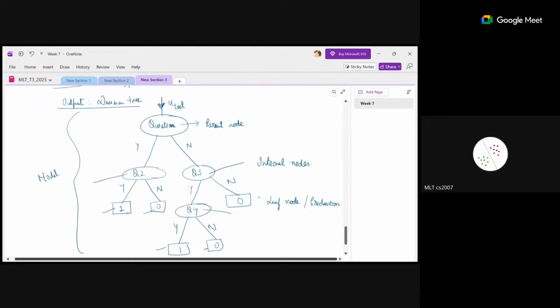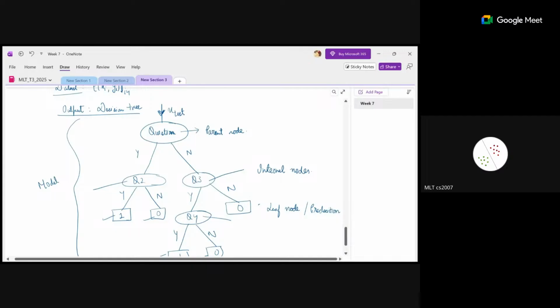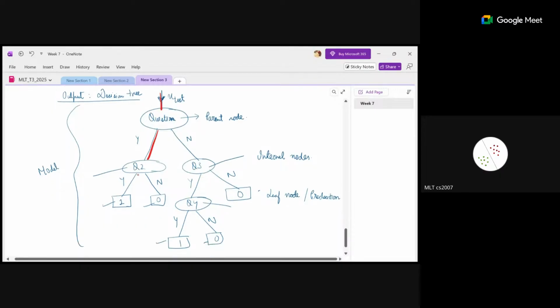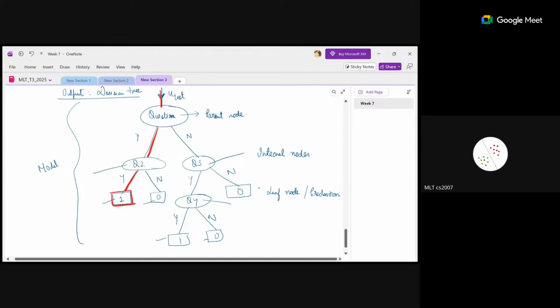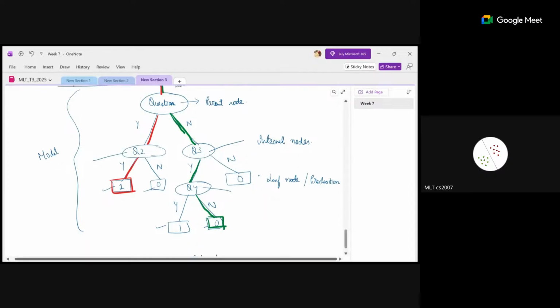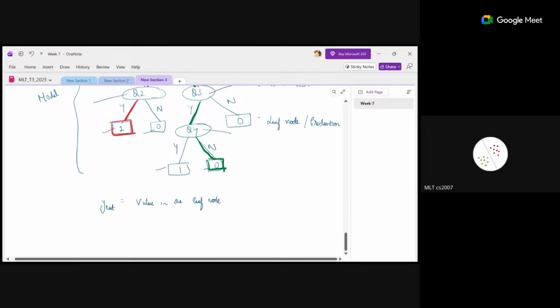So if I am walking through the tree, maybe it comes out to be yes, and then it takes me here. Then I will predict Y to be 1. But maybe let's say X test went through this other path. It goes here, then it goes there, then I predict it as 0. Right. So something like this is how a decision tree will work.